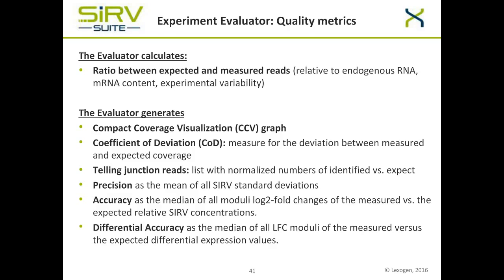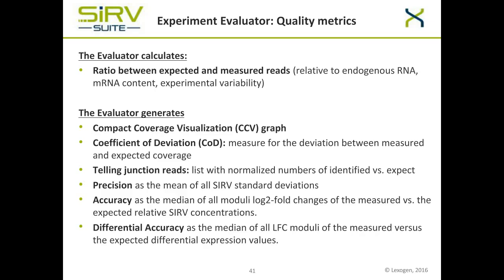To do this, the evaluator generates a compact coverage visualization graph, which I will explain in the next slide. And this coverage visualization graph is then used also to derive a single figure for the deviation between the measured and the expected coverage, and that is the coefficient of deviation. So that's already the first value in our quality matrix.